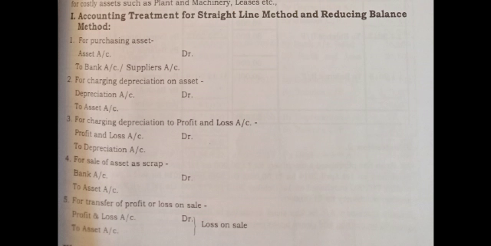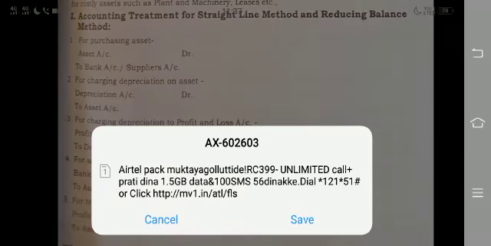The second one is for charging depreciation on the asset. When you are charging depreciation on an asset, what should be the journal entry? Whatever the losses and gains towards any asset, that should be debited. So depreciation account debit to asset account. The asset may be in the form of machinery, equipment, or furniture. For charging the depreciation to the profit and loss account, what is the next stage? The first stage is purchasing the asset, the second stage is charging the depreciation, and the third is transferring the depreciation account to the P&L account.